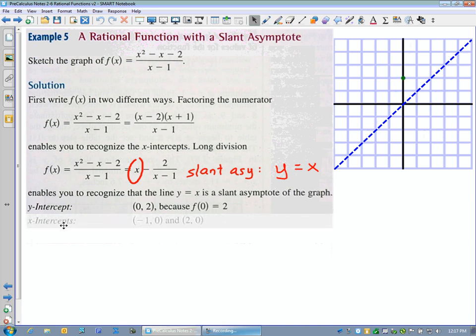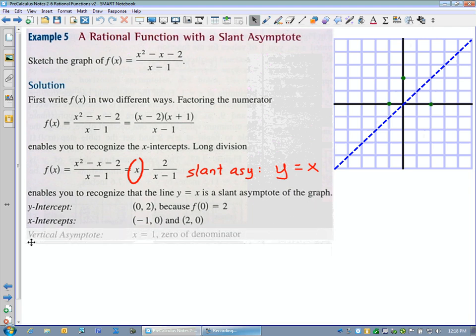For x-intercepts, we want the zeros of the numerator, and we can look at the factored form to make that easier. We're going to have a positive 2 and a negative 1. So these are our two x-intercepts. So at negative 1, we have an x-intercept. At positive 2, we have an x-intercept. And we have 2 more points on our graph.